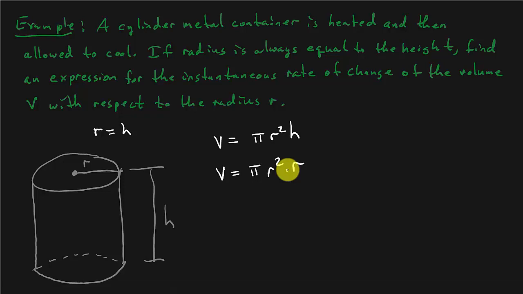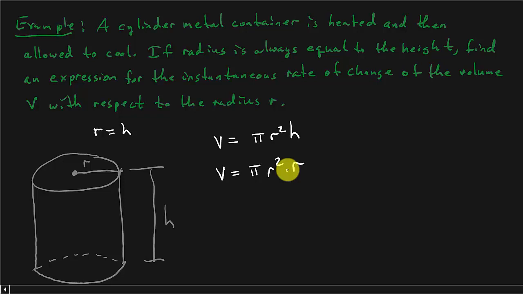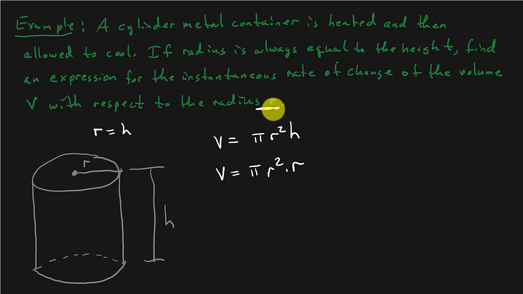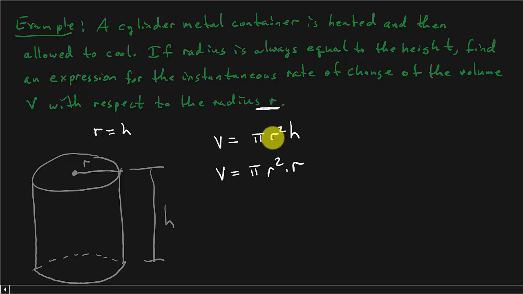Now, you might be thinking, I understand how you can replace h with r, but how come you didn't replace r with h? Well, because it says find an expression for the instantaneous rate of change of the volume V with respect to the radius r. So that's why we're getting everything in terms of r. If it said with respect to the height h, then I would have replaced r with h and had everything in terms of h.